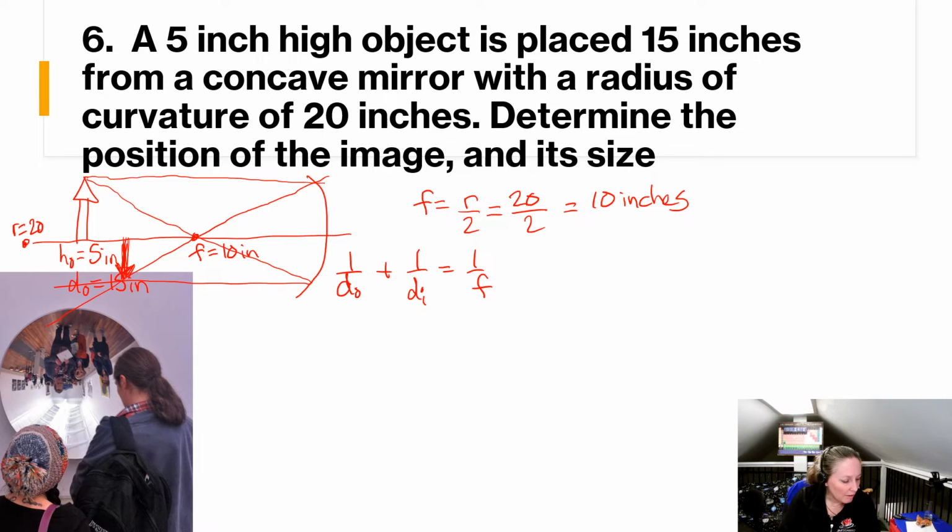So when we rearrange this, what do we have? We have 1 over distance of the image is equal to 1 over the focal point minus 1 over the distance of the object. And what do we have? 1 over focal point. The focal point that we're using crossing through is in front as well.